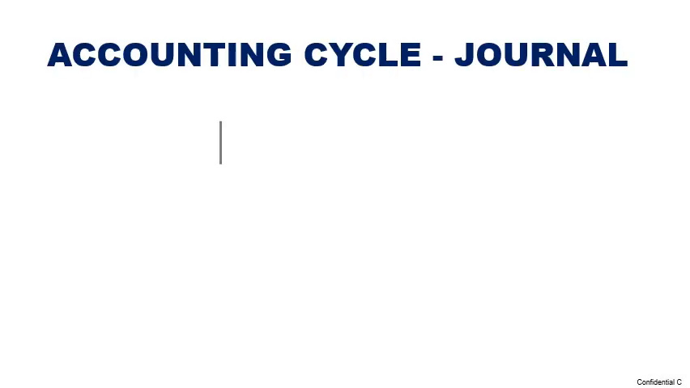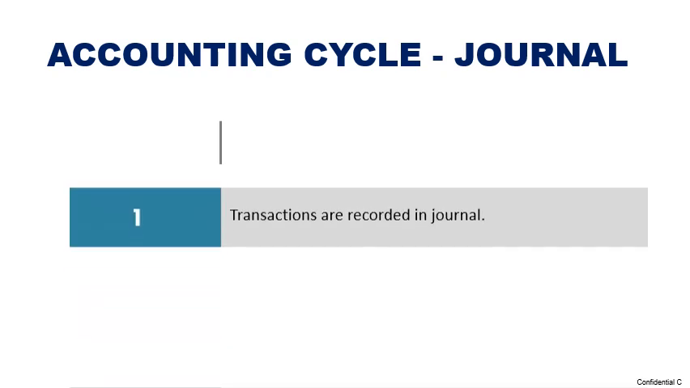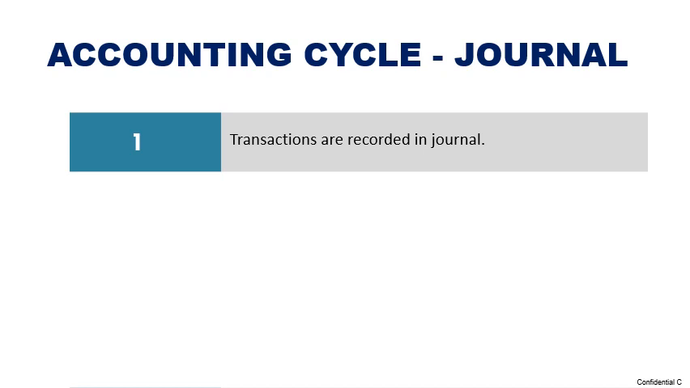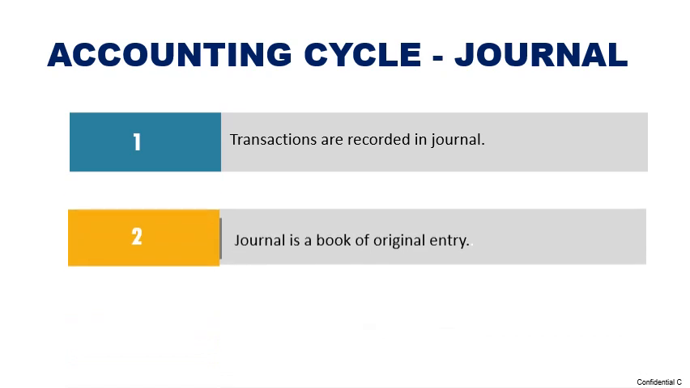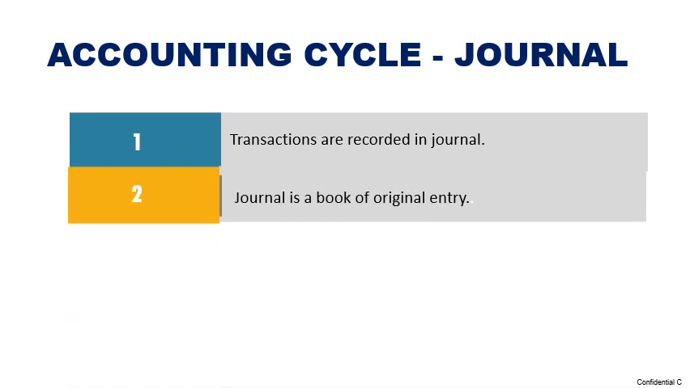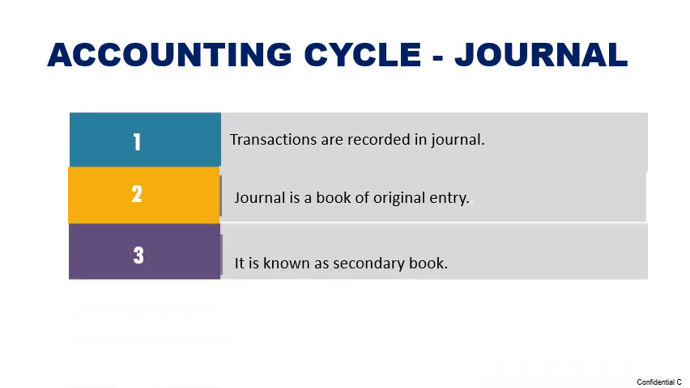Let's understand the accounting cycle. When I say accounting means recording, classifying, summarizing, interpreting of financial transactions, recording means journal. Journal is a prime entry. Transactions are recorded in the journal. Please remember, journal is the prime entry. Journal is a book of original entry, that is called prime entry.